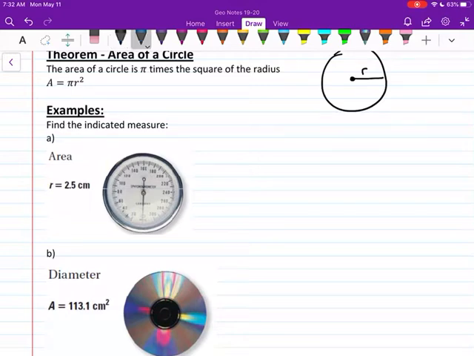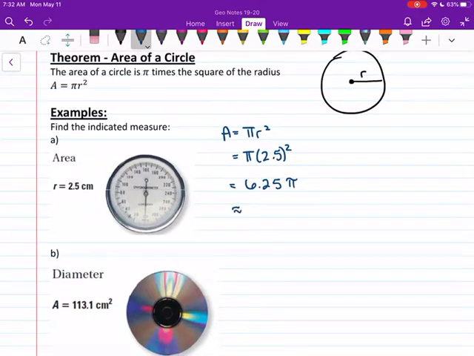Example A says that the radius is 2.5 centimeters on this thermometer here, and we need to find the area. So I'm going to write down my area formula. Area equals pi r squared. Then I'm going to plug in the radius, so I have pi times 2.5 squared. Remember to use your pi button on your calculator. 2.5 squared is 6.25 times that pi button. I'm going to get approximately, so make sure you use the squiggly equal sign whenever you round, approximately 19.63, and my units are centimeters, and I'm doing area, so it's centimeters squared.